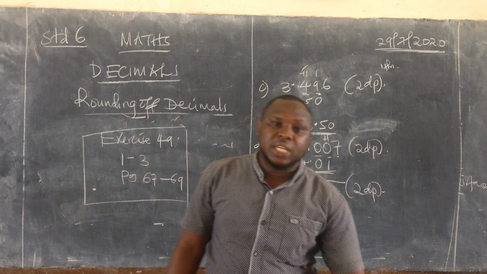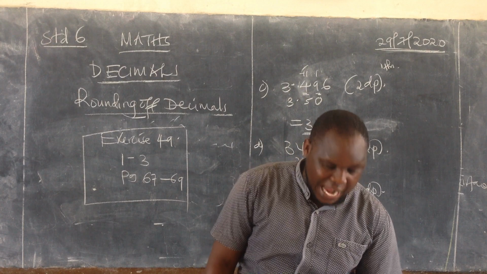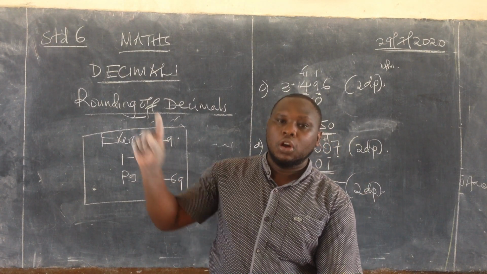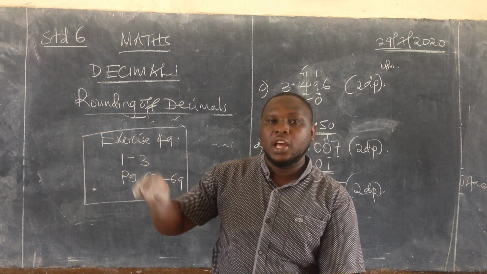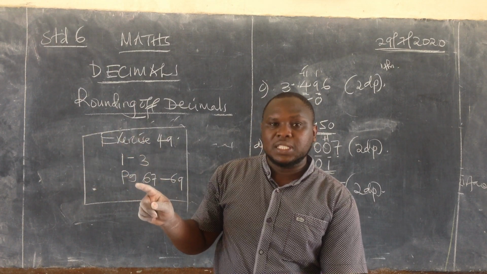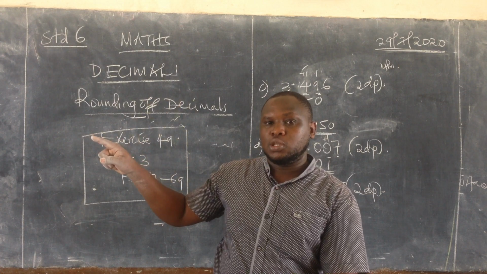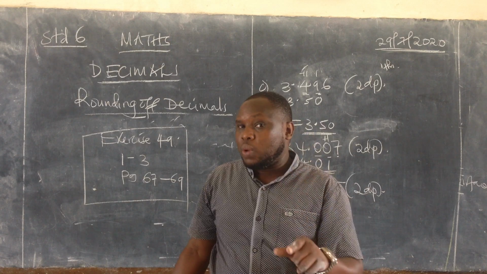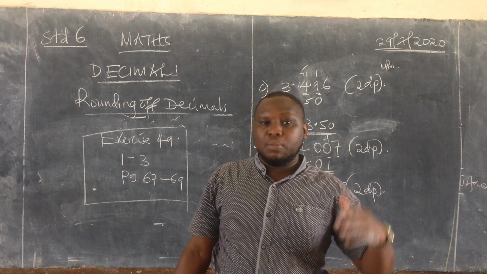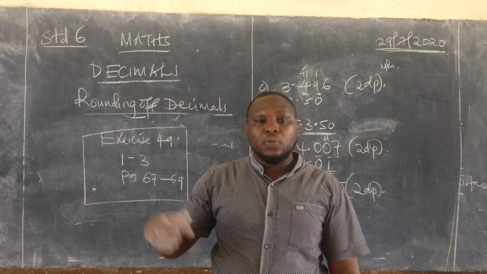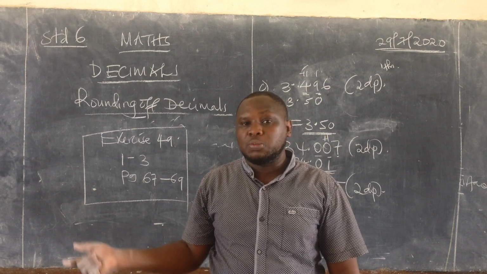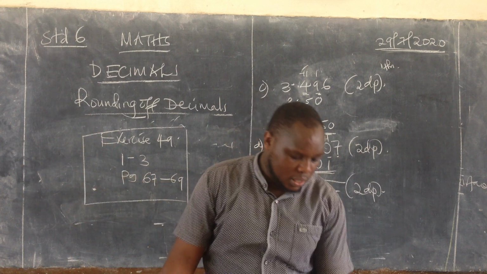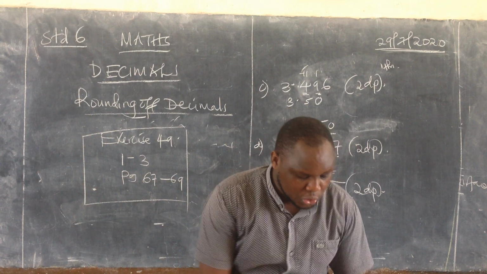Read the question before you start working out, and look at what is in the bracket. 2 decimal places, count 1, 2, consider the third one. 1 decimal place, count 1, consider the second one. 3 decimal places, count 1, 2, 3 after the decimal point, then look at the fourth one. You don't look at the third one, look at the fourth one. If, for example, in class 7 you find correct to 5 decimal places, count 1, 2, 3, 4, 5, and then consider the sixth one. So that is exactly what I want you to be doing.